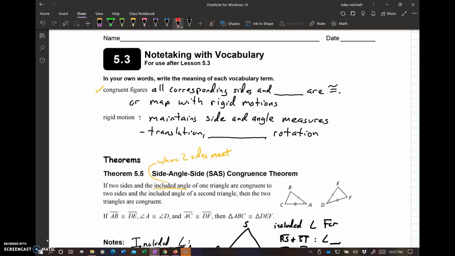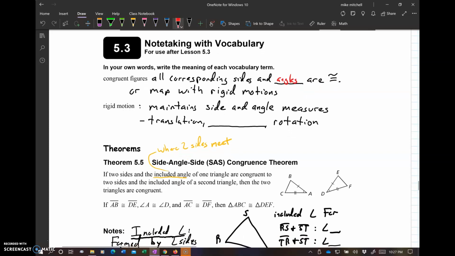All corresponding sides and blanks are what? Remember, try to fill these in, pause. Even when I don't say pause, try to pause it. Always try to answer yourself first rather than just copy things down. Don't worry if you make mistakes. Always test yourself. Always push yourself to get better. That's how you get better. Okay, that should be sides and angles are congruent.